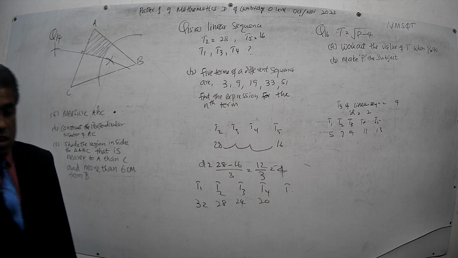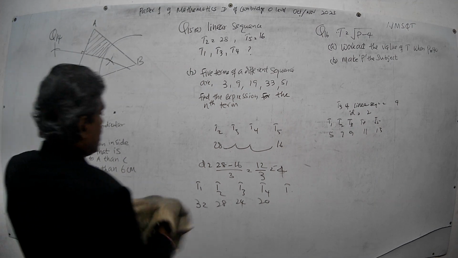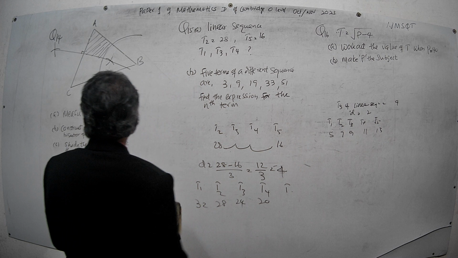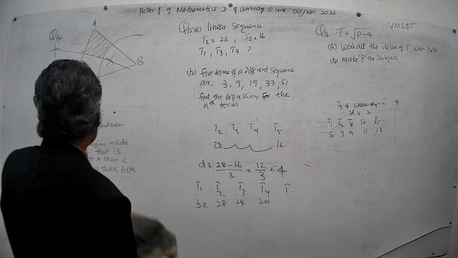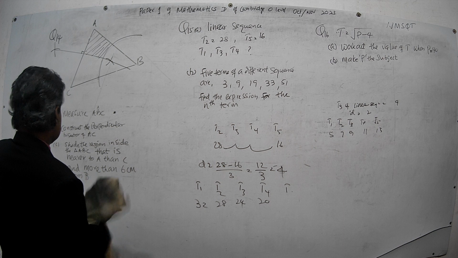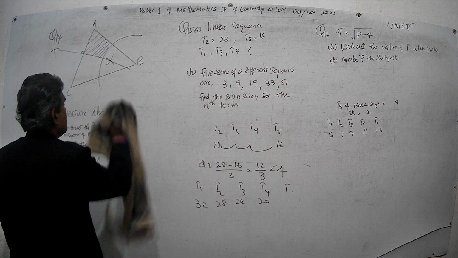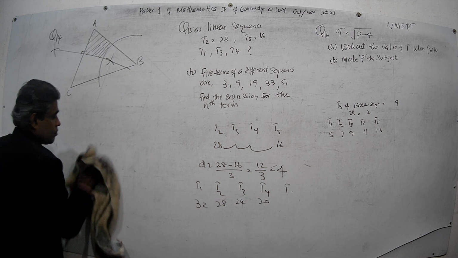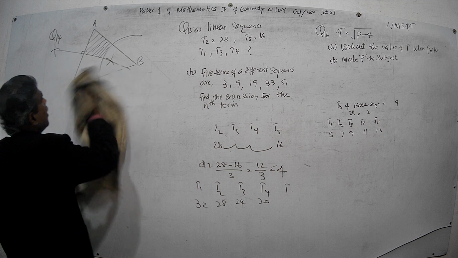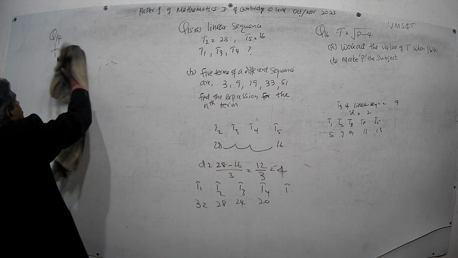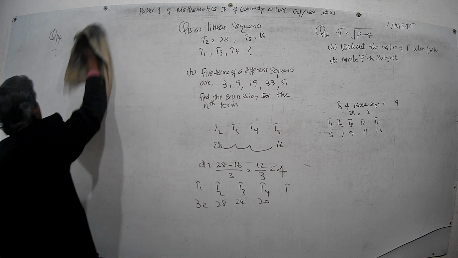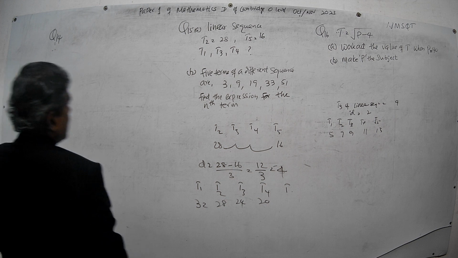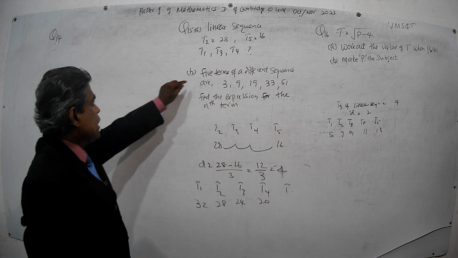Right. Now we go to the next question, B. I will erase this because there is a problem with space. Otherwise, I can do it here, right? Right. Okay. Now this is the B part of question 15.